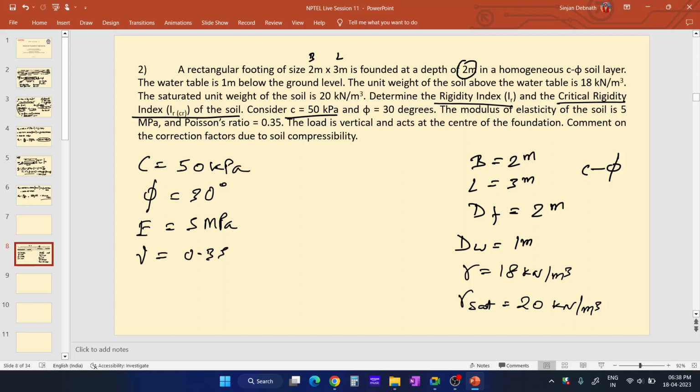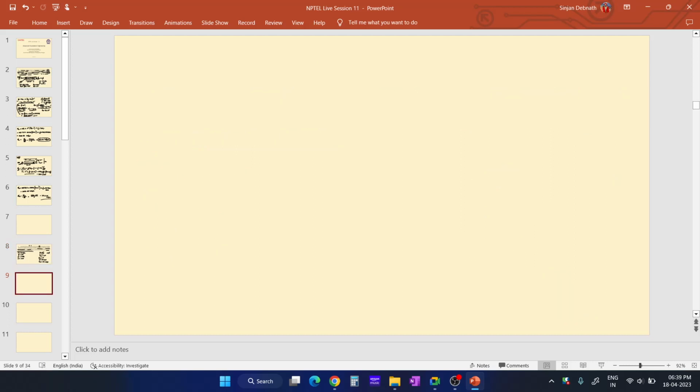Okay, and also the load is vertical and acts at the center of foundation, so that means there is no eccentricity. Comment on the correction factors due to soil compressibility. So first of all we need to find out the rigidity index and critical rigidity index. After comparing both the values, we will comment on the correction factors due to soil compressibility. So first of all we need to find out rigidity index, that is IR.